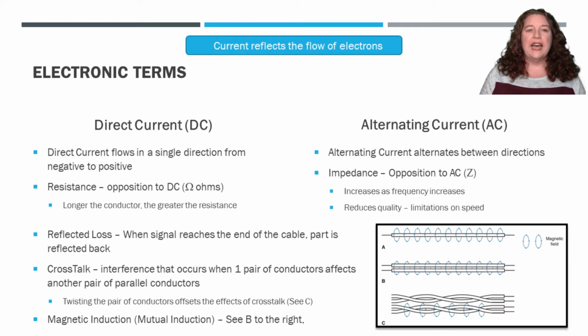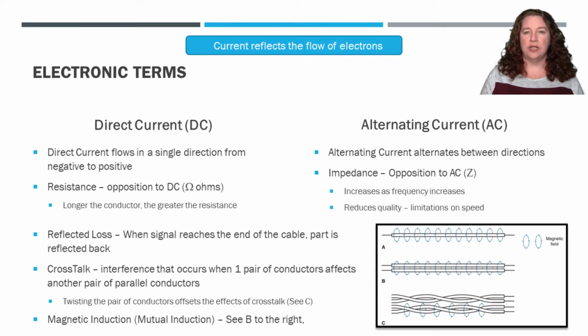When we're looking at the different cables, there is a concept called reflected loss. When the signal reaches the end of the cable, it gets all the way to the end, and then there's a little bit of reflection that occurs once it hits the end and it reflects back. We call that reflected loss. It's the amount of current that comes back, the signal that comes back when it hits the end of the cable. We also talk a lot about crosstalk.